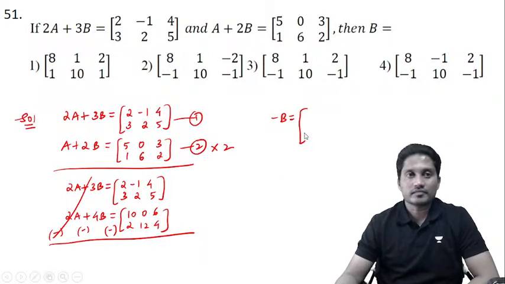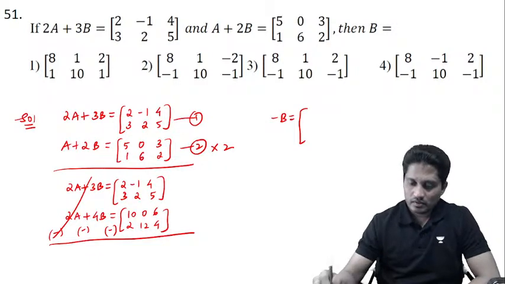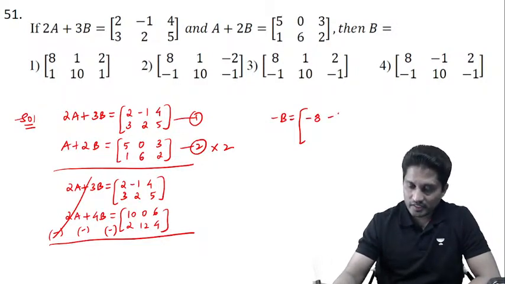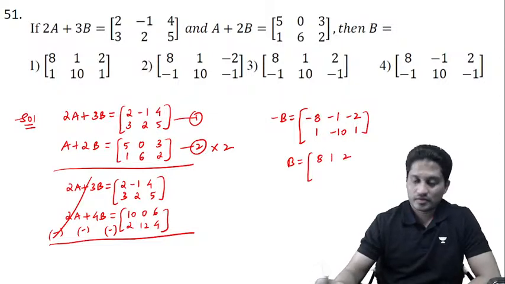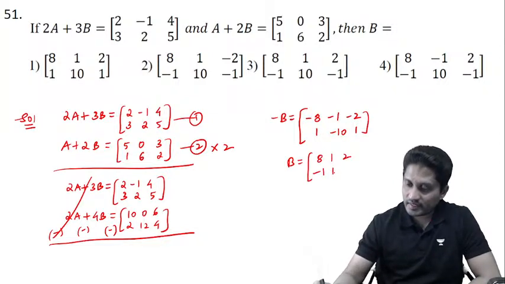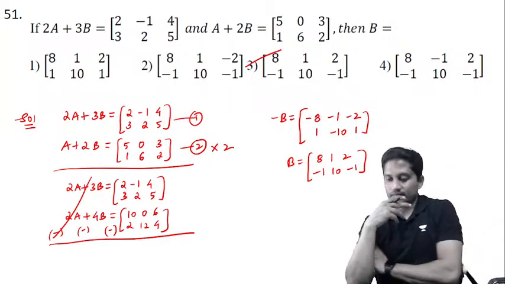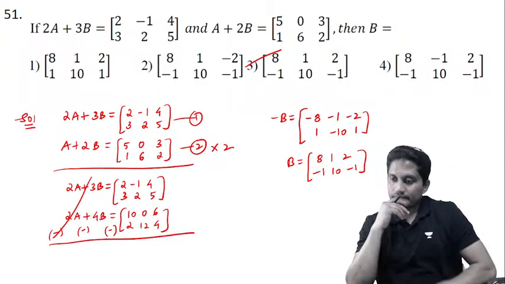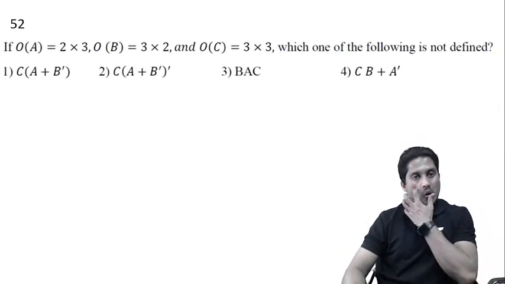If I subtract now, you will get minus 8, minus 1, minus 2. And then you get 1, minus 10 and plus 1. If you shift the minus inside, you will get this as 8, 1, 2. And then you get minus 1, 10 and minus 1. Answer will be C only. Right? Let's move to the next question.